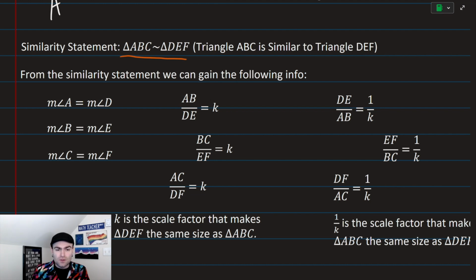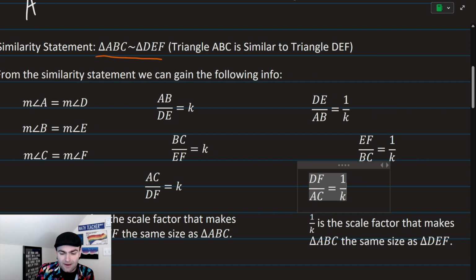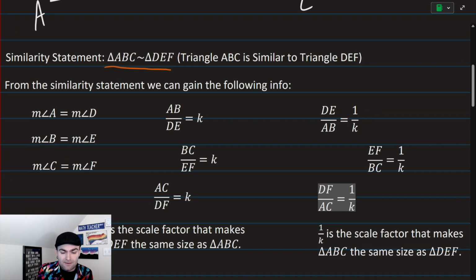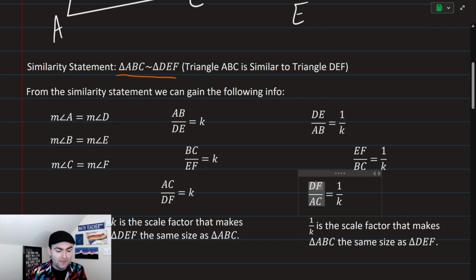And I've kind of done it two ways to show us. If I take the A's and I make sure that all the sides for the ABC triangle are on the numerator, I should get the same number. And if I flip that, if I make sure that all of the DEF sides are on the numerator, I'm going to get the same number for these three, and we'll have reciprocals between the two.